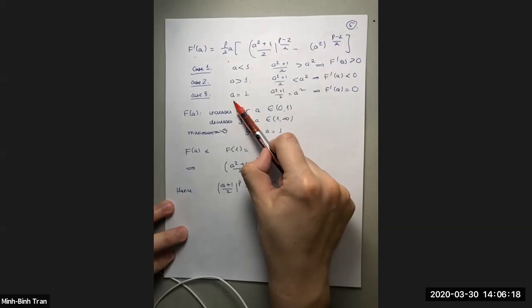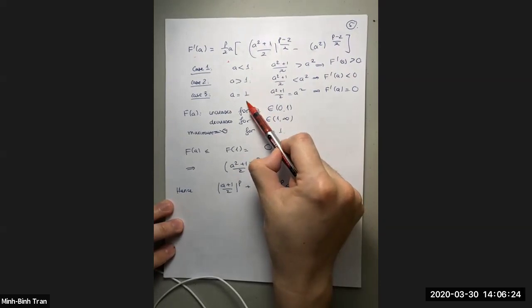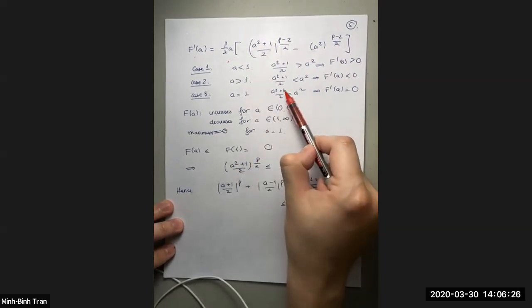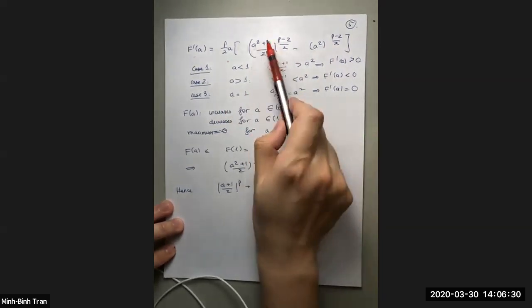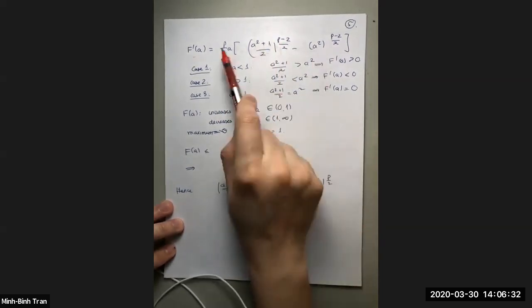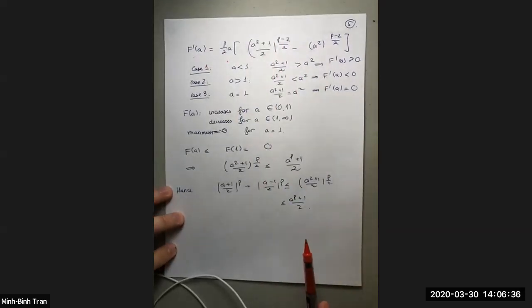So what happens when a is equal to 1? When a is equal to 1, you can see that (a² + 1)/2 is 1, and a² is also 1. So they're equal, which means that this term is equal to this term, and f prime will be 0 in this case, right?